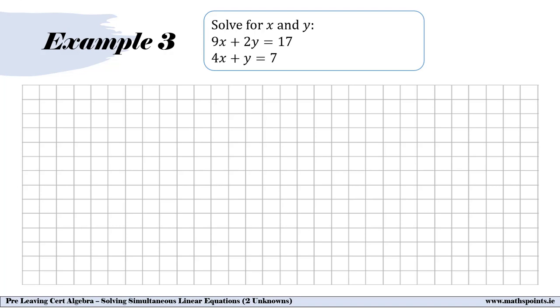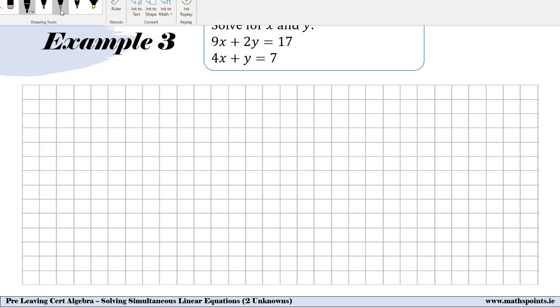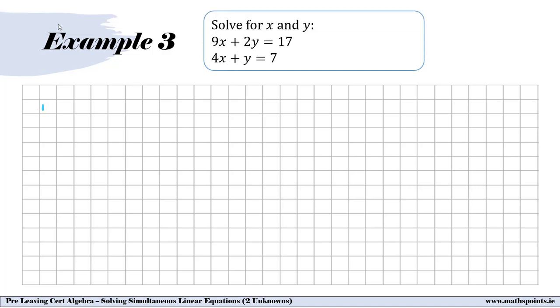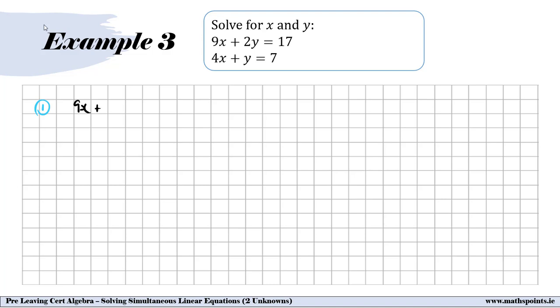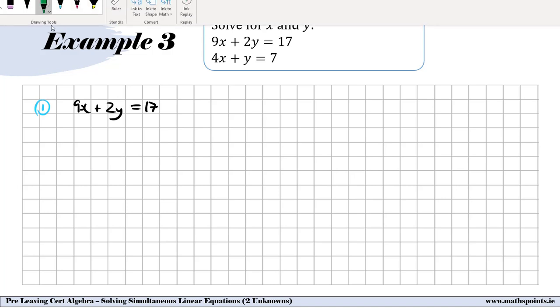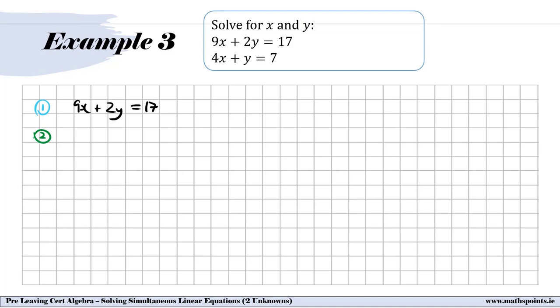So I'm going to start the question by writing down both equations and labeling them. So equation 1 is the equation 9x plus 2y equals 17. And equation 2 is the equation 4x plus y equals 7. Now, I can see that by adding these two lines together, I'm not going to get either the x's or the y's to cancel or eliminate.